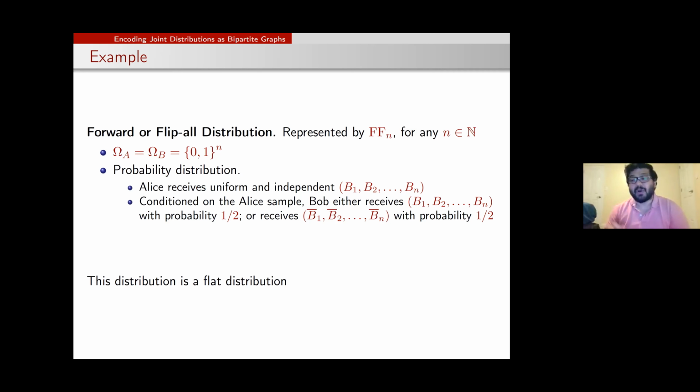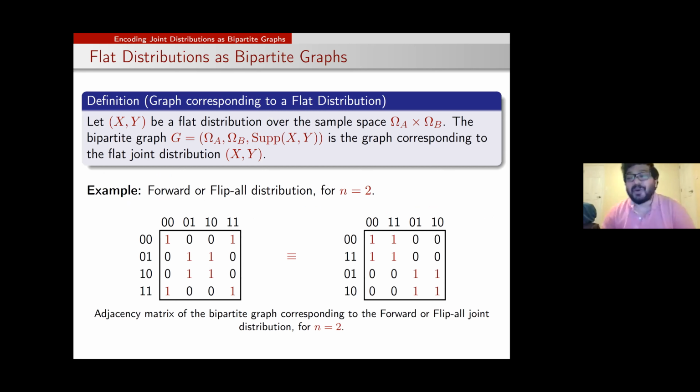Okay, so all joint samples are equally likely. That's why this distribution is a flat distribution. Okay, let's consider how we can represent a flat distribution as a bipartite graph.